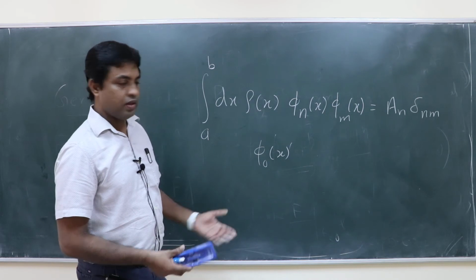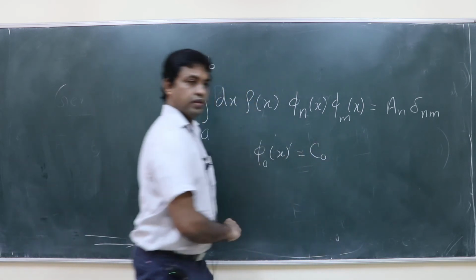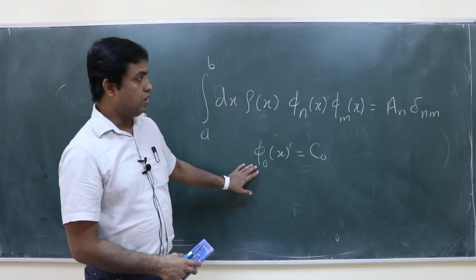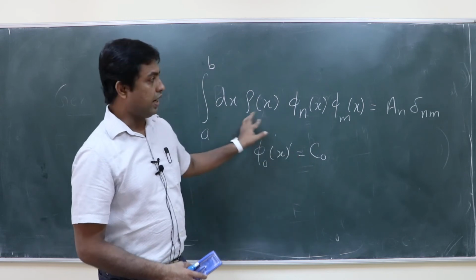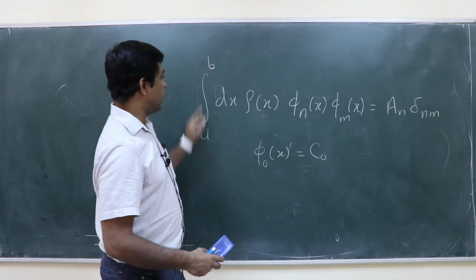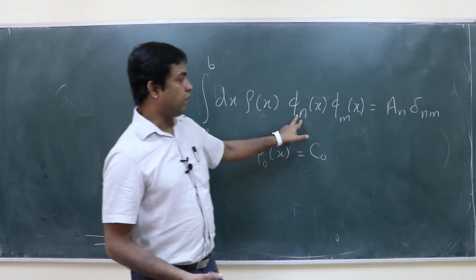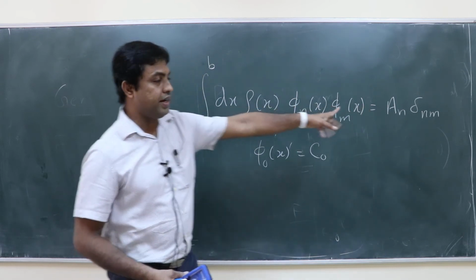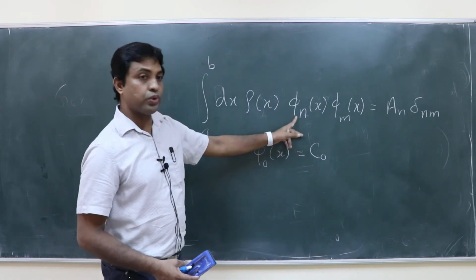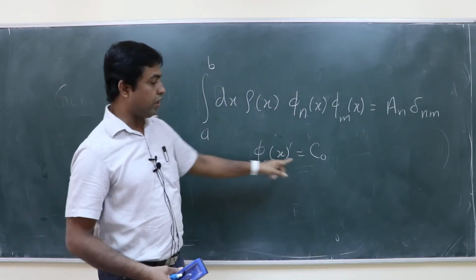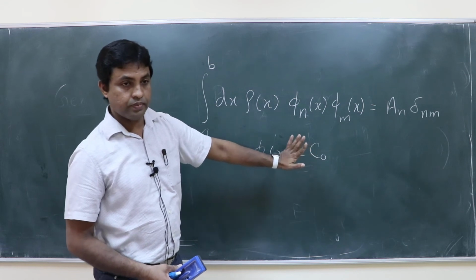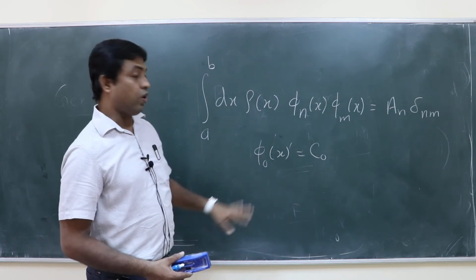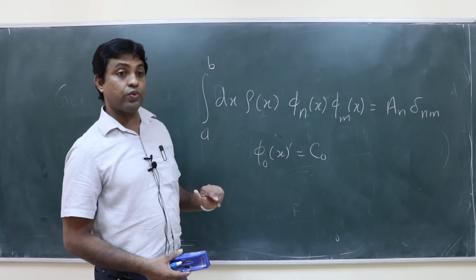Why? Because phi 0 of x is a constant, right? Phi 0 of x is C0, but the C0 I can find out. How? I can put n equal to m, so integral a to b dx, rho of x is known, phi 0 of x square is equal to some constant, that a n is already given. So phi 0 of x I just put C0, and from that I can find out C0. Yes or no? Yes, sir. Now I know phi 0. Now can I find out phi 1?